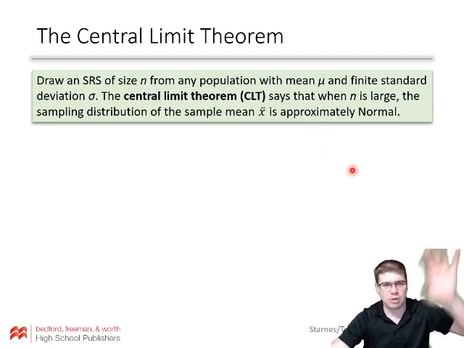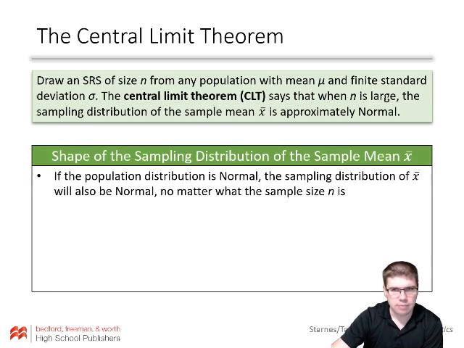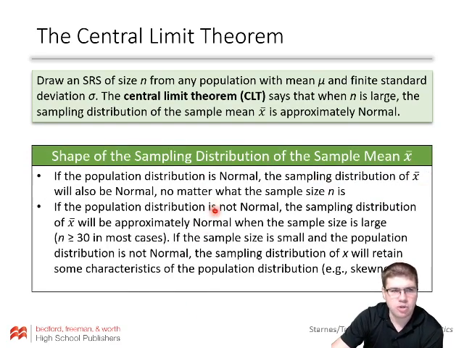It doesn't have to be a normal population. With a normal population, it works even with tiny samples, samples of size 2, samples of size 5. But if we get big enough samples, we end up following a normal distribution for our sampling distribution. So for the shape: if the population distribution is normal, the sampling distribution of X bar will also be normal no matter what the sample size is. If the population distribution is not normal, the sampling distribution will be approximately normal when the sample size is large. That's technically what the central limit theorem says.